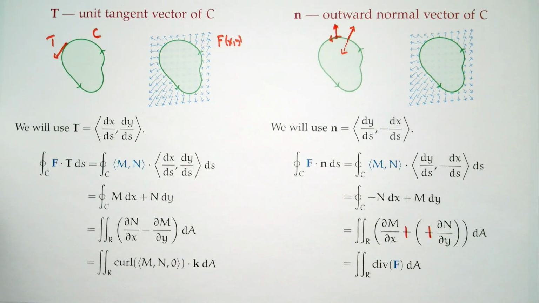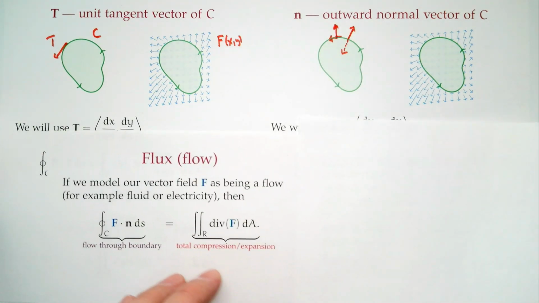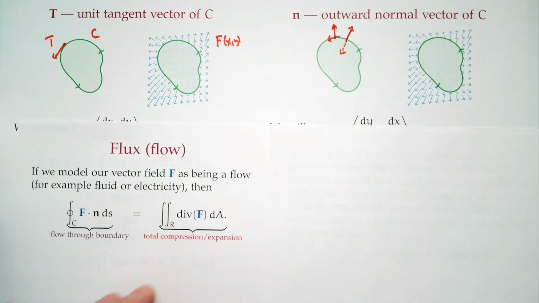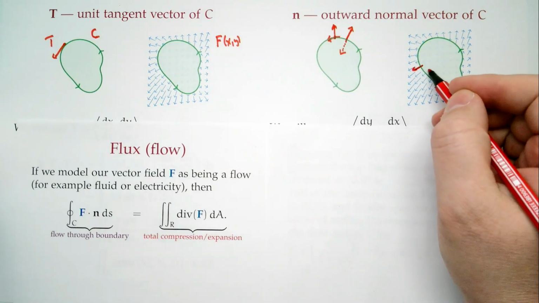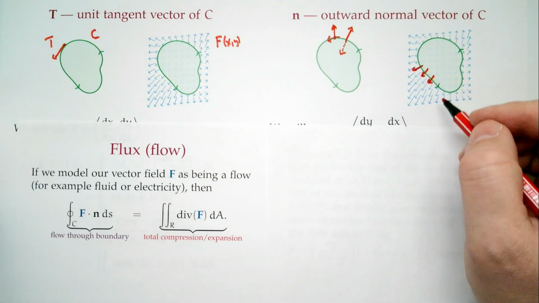Now, why might we care about the integral along the boundary of f dot n? The answer is, it has to do with flow. If we say our vector field f, we're thinking of that as flow. So maybe it's fluid flow, air flow, electrical flow. It's just flow of some sort. So these little arrows, things are moving. So something is moving.